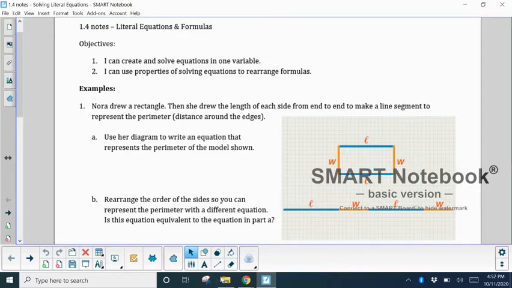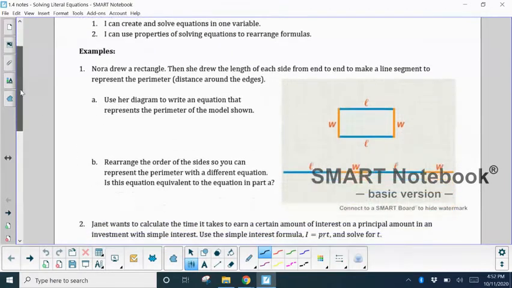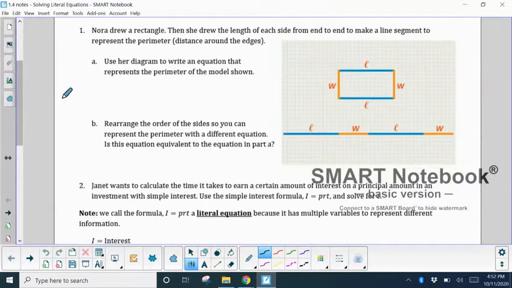The first example says Nora drew a rectangle, and then she drew the length of each side from end to end to make a line segment to represent the perimeter. So remember, perimeter is the distance around the whole figure. So here's her rectangle, and then she just copied the length segment in blue here, and then she put a width segment next to it. Same thing with the other length and other width.